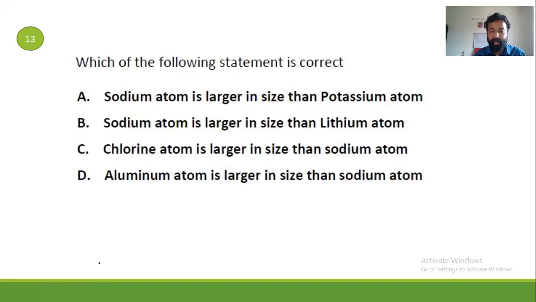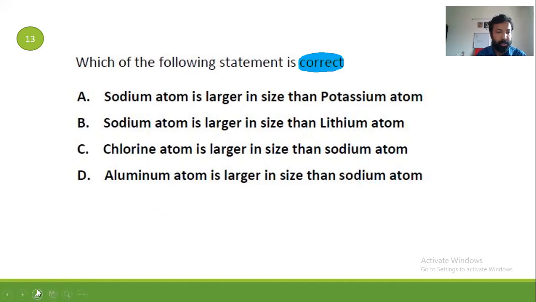So let's go to the 13th and the last question. We have already worked out the 12th. The 13th question: which of the following statements is correct? Sometimes they ask for incorrect, so you have to quickly highlight what is asked, correct, right? First thing, you have to make sure that we are finding out the correct one. What is correct in question number 13? Sodium atom is larger in size than potassium atom. Sodium atom is larger in size than lithium atom. Chlorine atom is larger in size than sodium atom. Aluminium atom is larger in size.